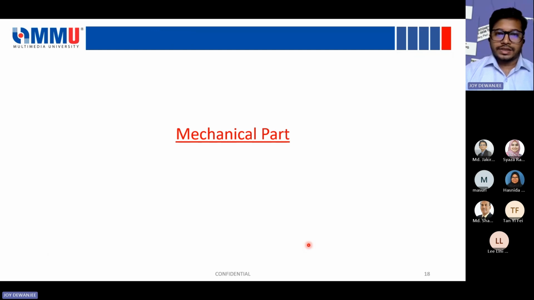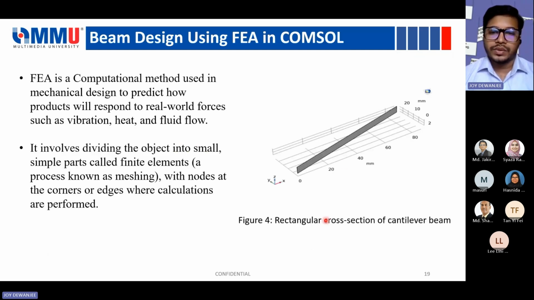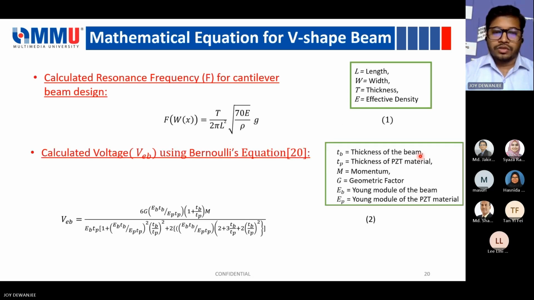In the mechanical part of the results section, first we designed this beam using the finite element analysis method, which is used for mechanical design and involves the meshing process, the nodes process, and the calculations. At first we considered one rectangular cross section beam, and after that we also considered another rectangular cross section. Then we applied the mechanical vibration at the resonance frequency.